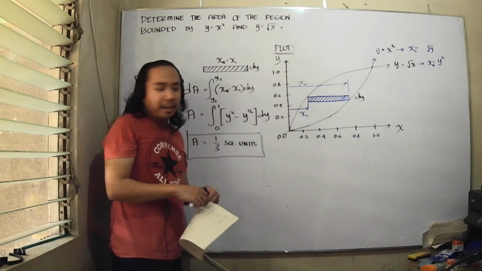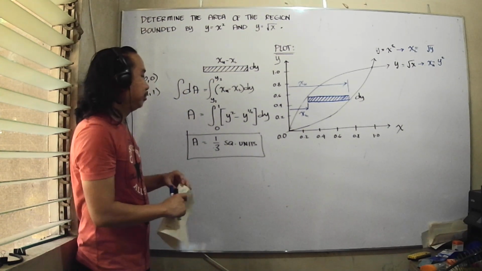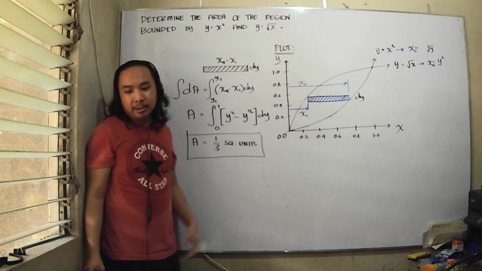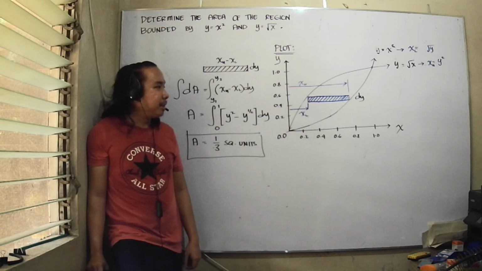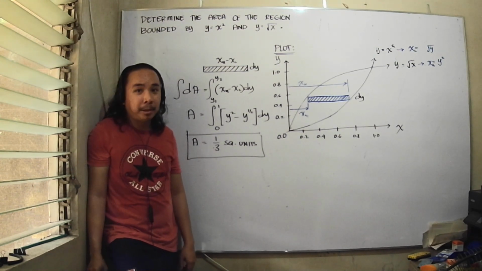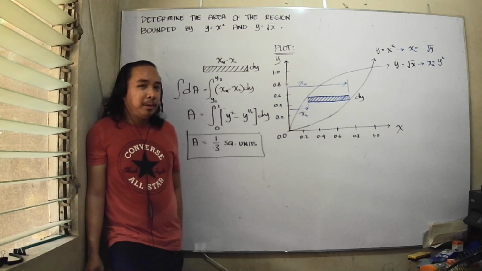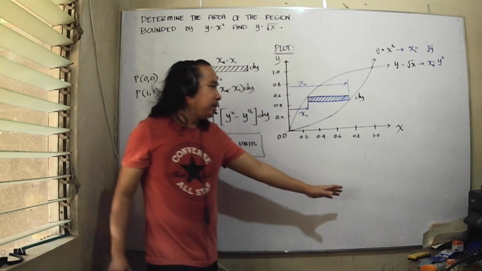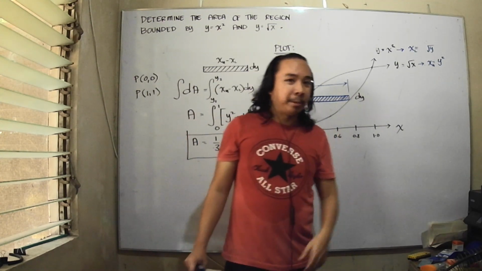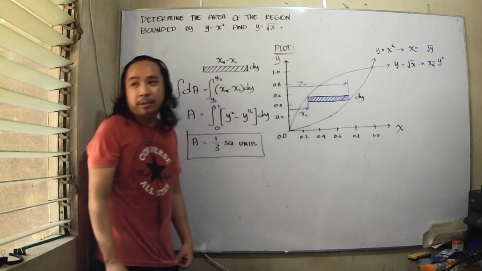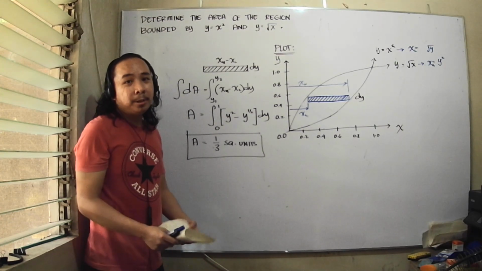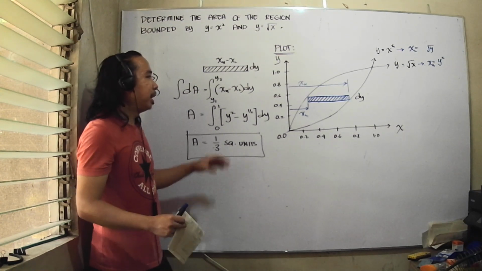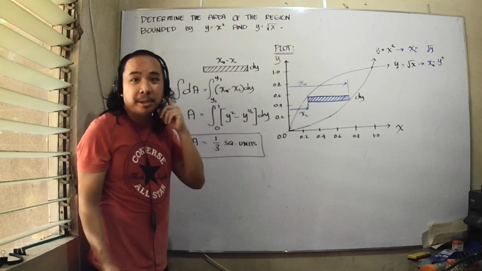So we can see here that we solved this particular problem using horizontal or vertical strips, and still got the same result. So what does that mean? It means that regardless of whether you use horizontal or vertical strips, your answer will be the same. But the catch here is the difficulty of implementing horizontal or vertical strips, because it's a case-to-case basis.